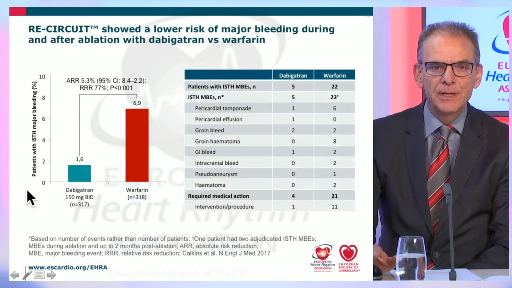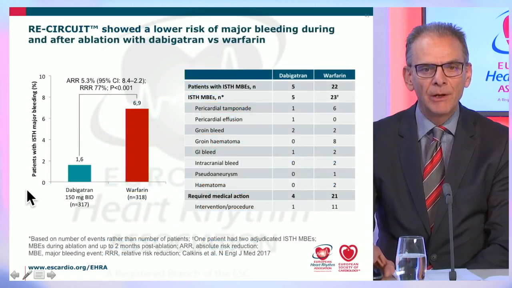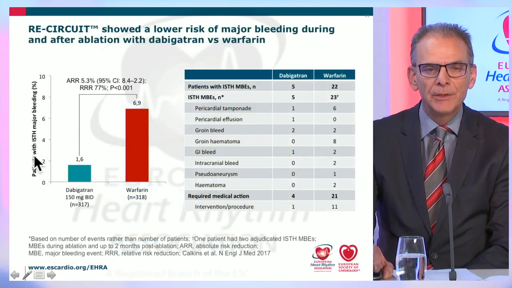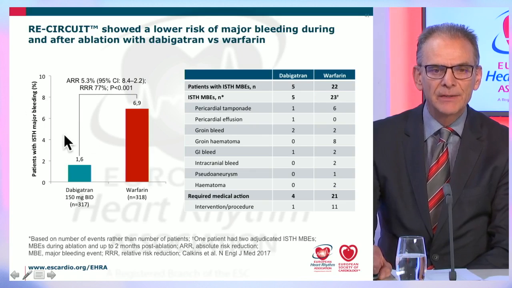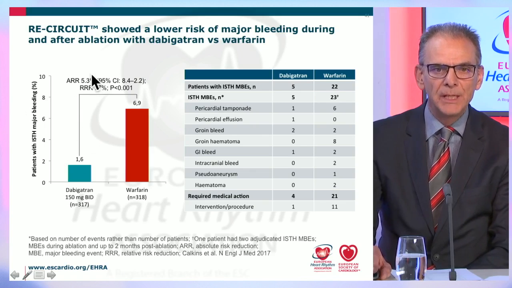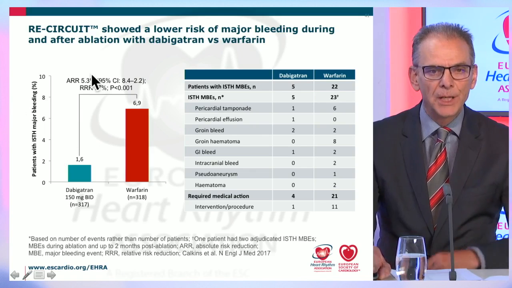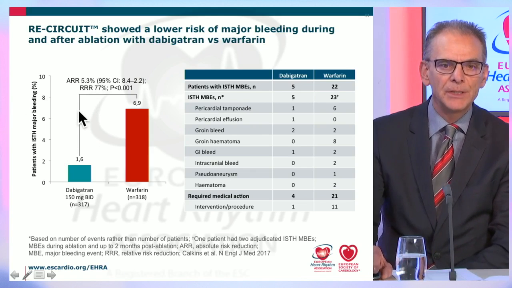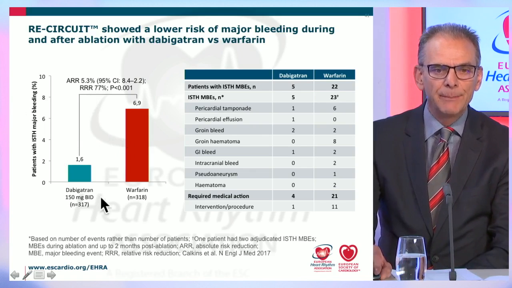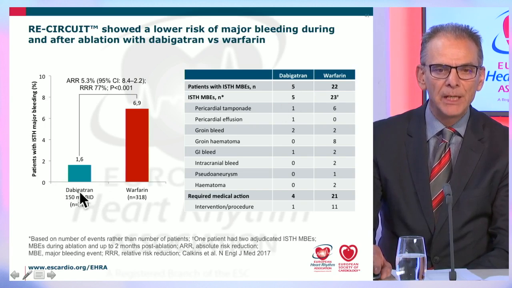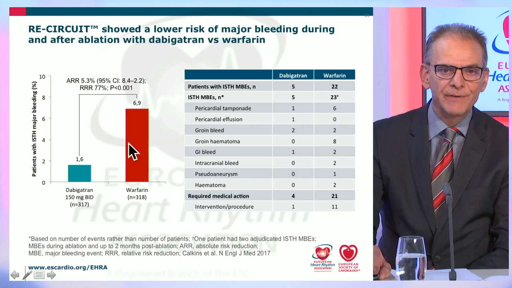This slide shows the major outcome of the RE-CIRCUIT trial. You can see on the left-hand side the incidence of major bleeding events. Again, all were adjudicated by an evaluation committee. In the dabigatran arm, a total of 5 patients had a major bleeding event, compared to a total of 22 patients in the warfarin arm having such events.